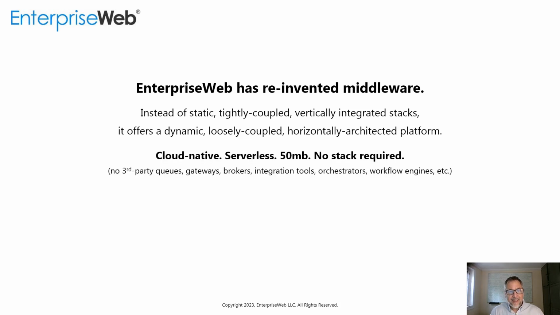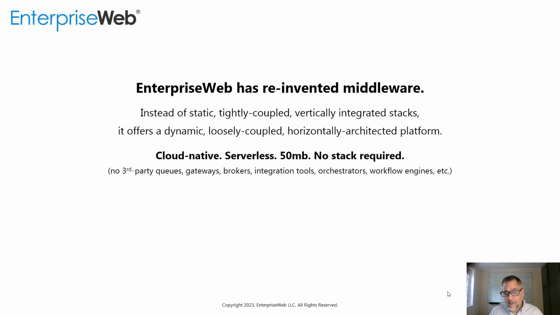Enterprise Web is cloud native, serverless, 50 megabytes, and it requires no stack. So there's no third-party queues, gateways, brokers, integration tools, orchestrators, workflow engines, etc. Those components that many of you who are charged or tasked with implementing these kinds of solutions are familiar with. We don't need any of them. We provide them with a serverless solution that I'll detail on the next slide that's completely horizontally architected.